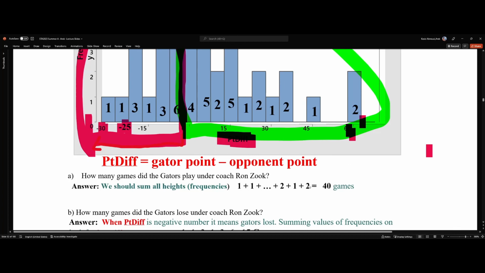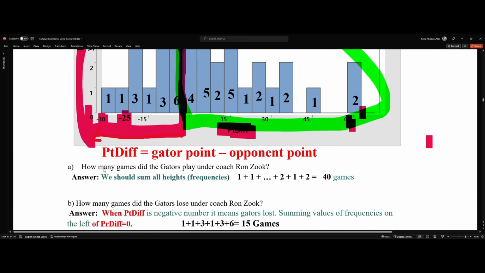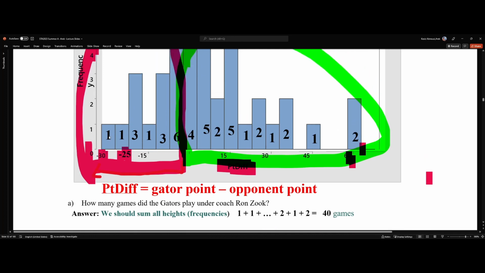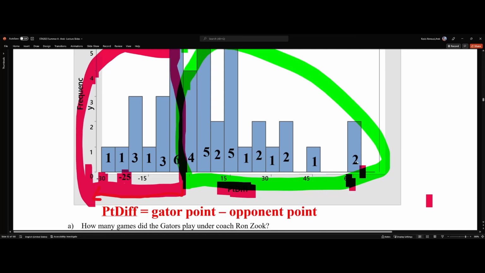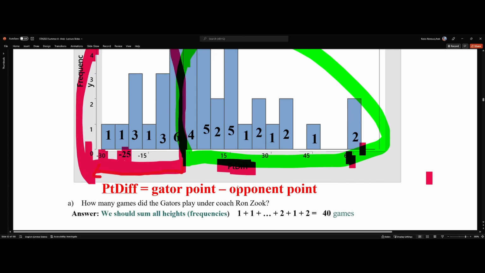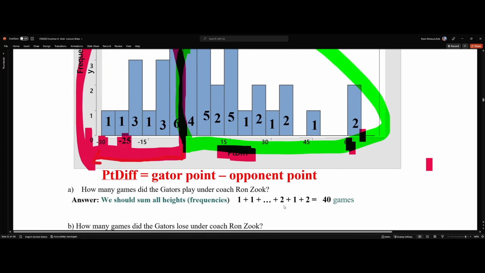So we actually answered all the questions, but we can see it again. You could pause and answer the questions. How many games did the Gators play under coach Ron Zook? So we should sum all the heights, right? All games, all bins. 1 plus 1 plus 3. These correspond to the number of games in the bins, right? So we add all the bins, and the total is 40 games.